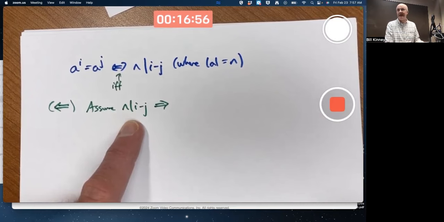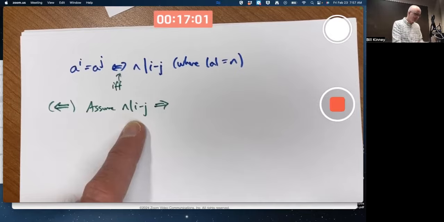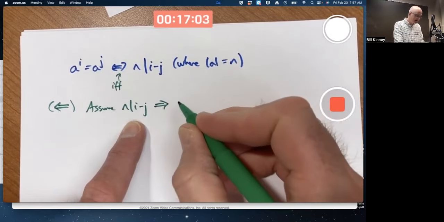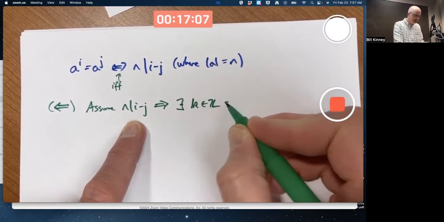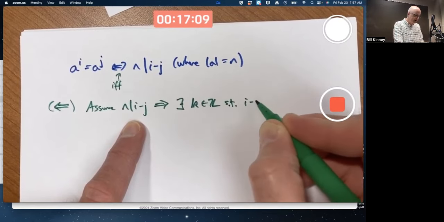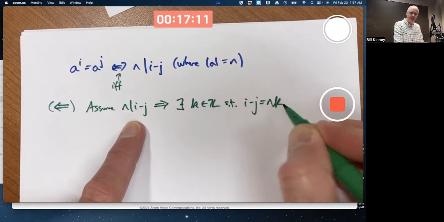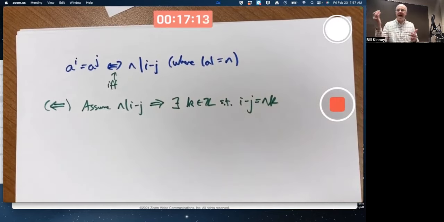i minus j, in all likelihood, if it's positive, is at least bigger than n. It means there exists a k in the integers such that i minus j equals n times k. When you divide i minus j by n, you get a remainder of 0.